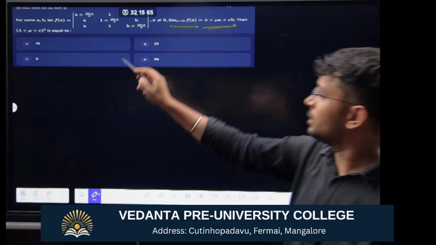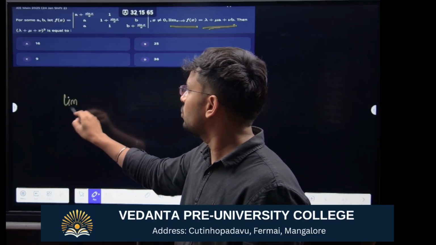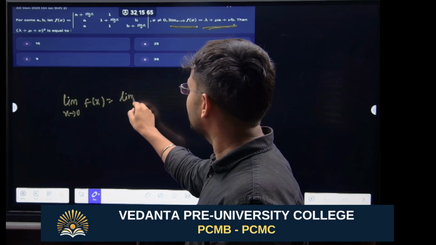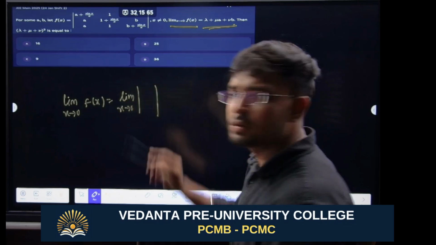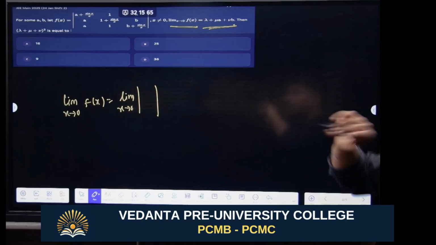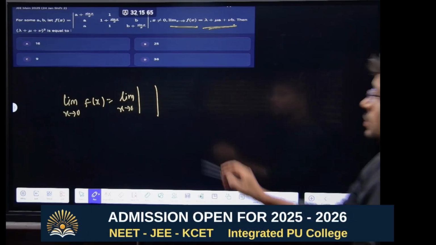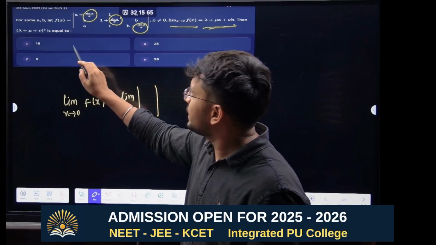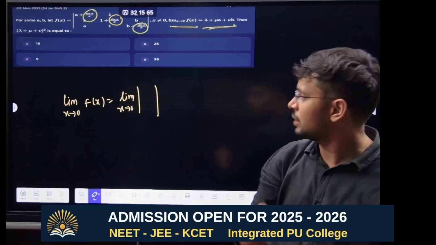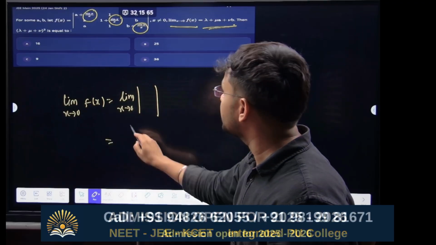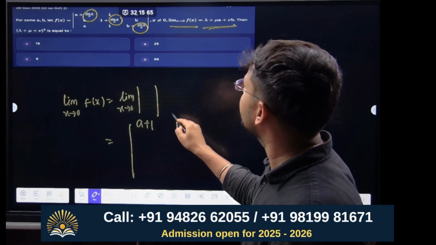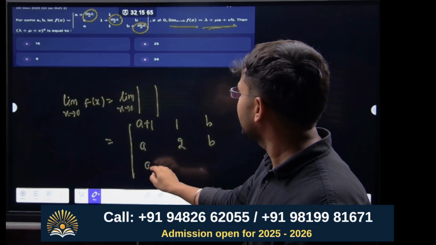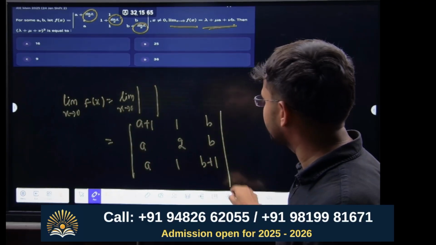So first you find the limit. If I'm going to find the limit of this function, it means I'm finding the limit of the whole determinant, and the limit goes inside the determinant to each and every individual element. We know that sin x by x is present everywhere. So sin x by x, when x tends to 0, the value will be 1. So if I directly solve, this will be a plus 1, this will be 1, this will be b, this will be a, this will be 2, this will be b, a, 1, b plus 1.